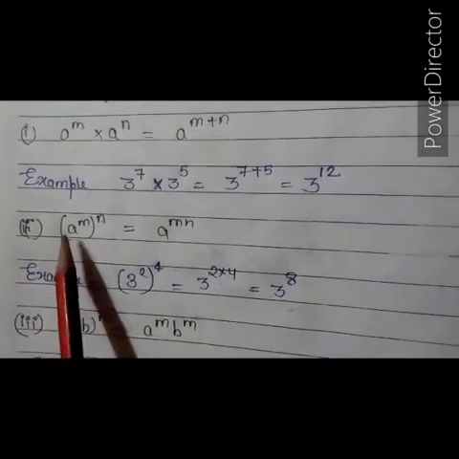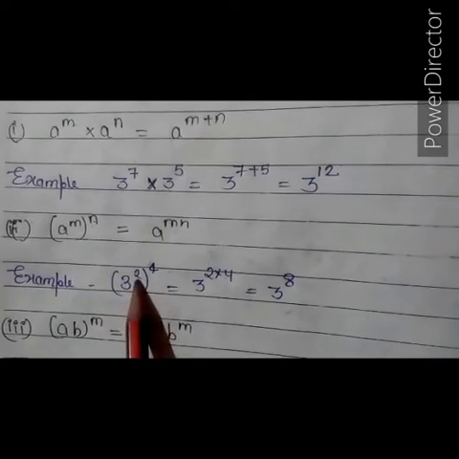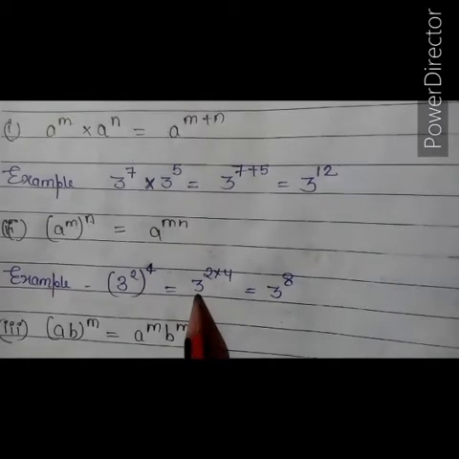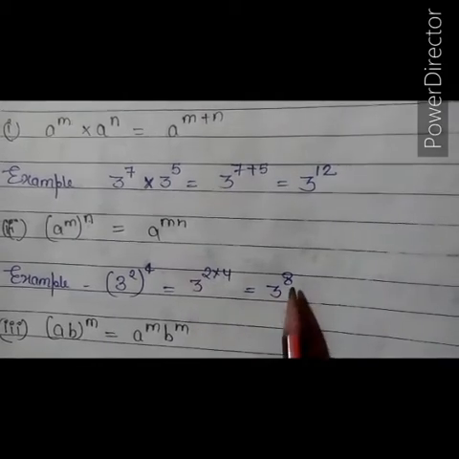Second law, a raised to the power m, whole raised to the power n, is equal to a raised to the power product of m and n. For example, 3 raised to the power 2, whole raised to the power 4, is equal to 3 to the power product of 2 multiplied by 4, which is equal to 3 to the power 8.